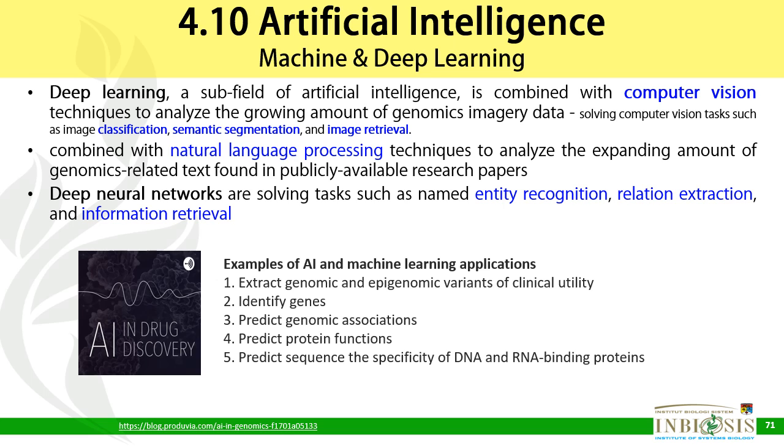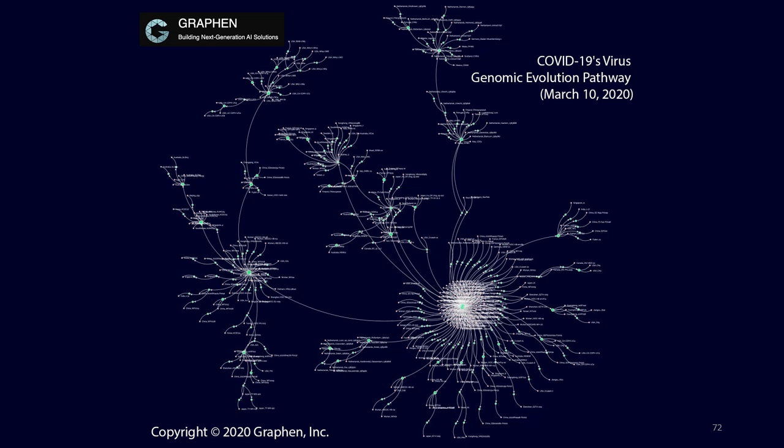Lastly, it's inevitable to apply artificial intelligence in genomic research as the data volume is ever increasing. Machine learning, deep learning, and natural language processing are very useful in mining and processing all the data in scientific literature. Examples of AI and machine learning application include extracting the genomic and epigenomic variants for clinical utility, identifying genes, predicting genomic association, predicting protein function, or predicting the sequence and specificity of DNA and RNA binding proteins. This is an example of artificial intelligence application in constructing an evolution pathway of SARS-CoV-2.